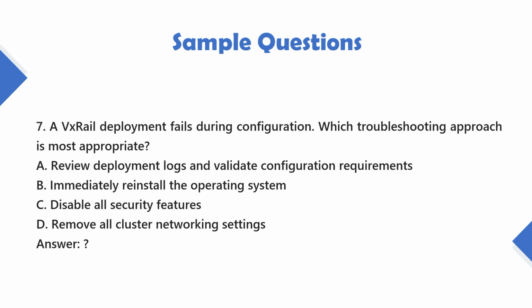7. A VxRail deployment fails during configuration. Which troubleshooting approach is most appropriate? A. Review deployment logs and validate configuration requirements. B. Immediately reinstall the operating system. C. Disable all security features. D. Remove all cluster networking settings.